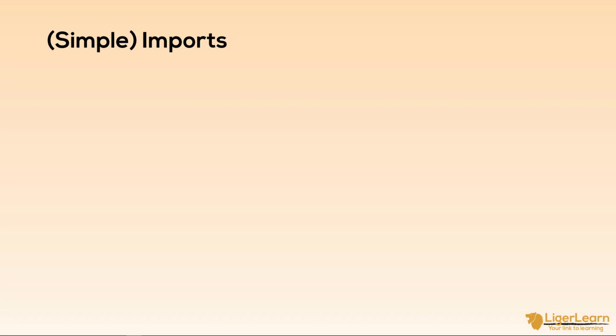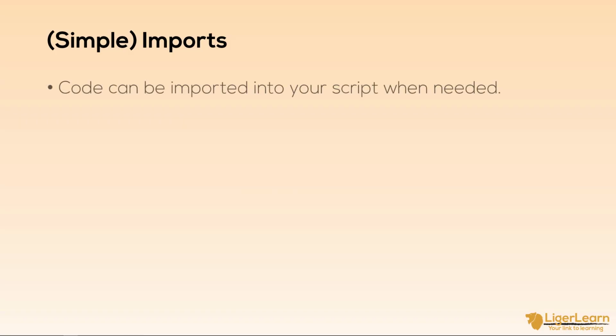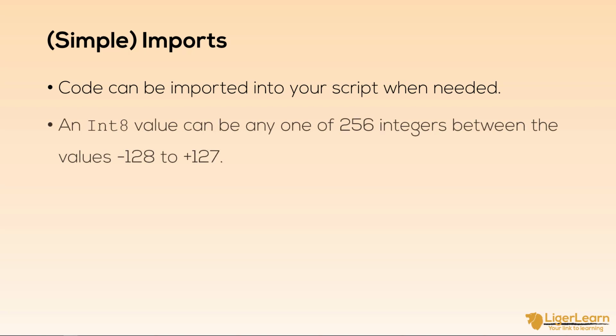Haskell code is organized into modules which export functionality, which can then be imported into other modules and scripts as they are needed. Let's consider a simple example to illustrate the basics of importing. Haskell defines a type known as Int8, which can store any integer value between minus 128 and positive 127. However, this type will not be included in your script by default, and so if you want to use it, you need to import it.